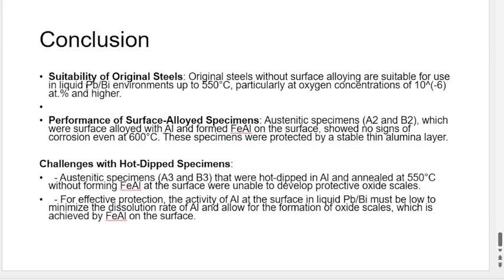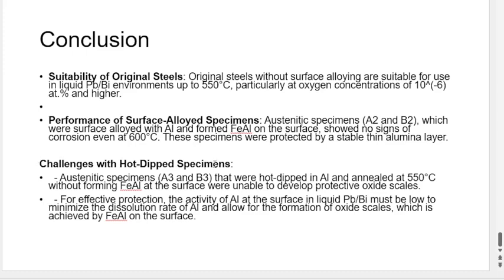As for conclusion, original steels without surface alloying are suitable for use in liquid PbBi environments up to 550 degrees C, particularly at oxygen concentration 10 to minus 6 and higher, because they form a better protective oxide layer. Performance of surface alloyed specimens: austenitic specimens A2 and B2, which were surface alloyed with aluminum and iron aluminum, show no signs of corrosion even at 600 degrees C. These specimens were protected by a stable thin alumina layer.